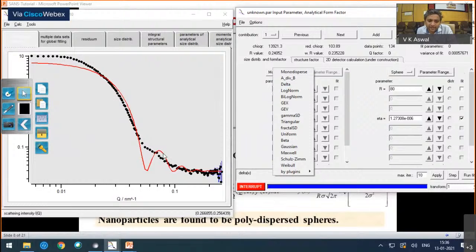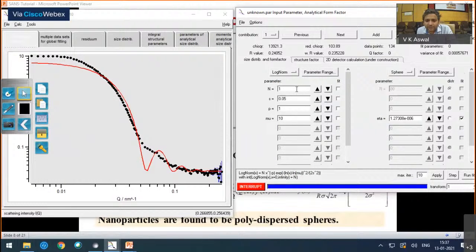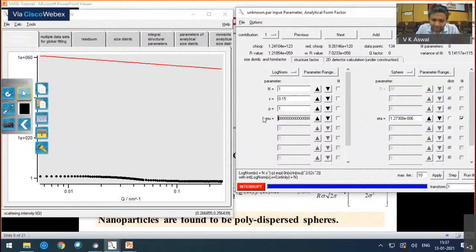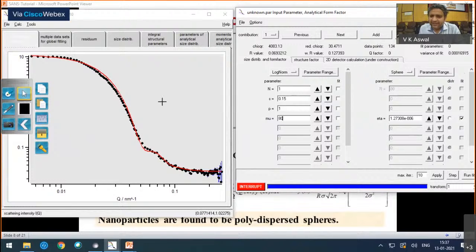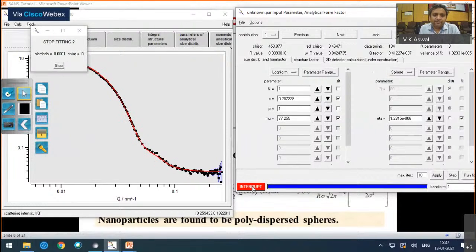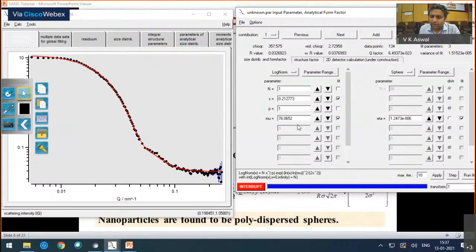Since there are oscillations, let's take some size distribution, which, suppose, is log normal, which is very popular. S is that sigma. All set. I have fitted these two parameters also. So finally the radius is coming out to be around 7.6 nanometers, and 0.21 is the sigma in the log normal distribution.